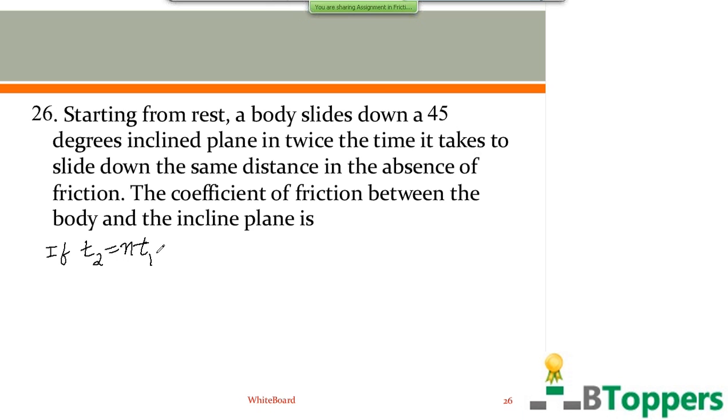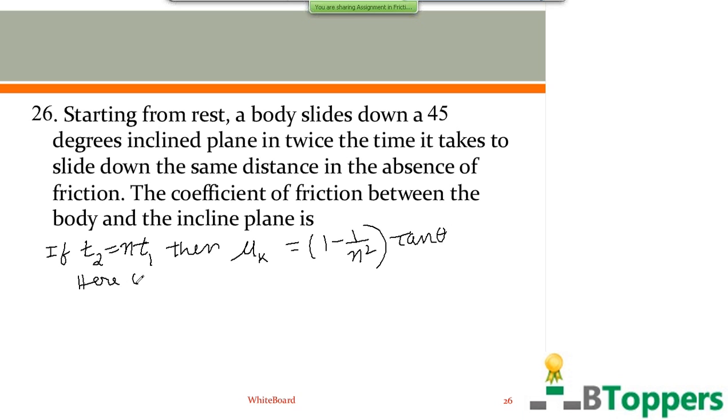then if T2 is n times T1, that means the time taken to slide down the rough inclined plane is n times the time taken to slide down the smooth inclined plane with the same angle of inclination theta and same length, then the coefficient of sliding friction between the block and the rough inclined plane is given by mu k equal to (1 minus 1 by n square) into tan theta.